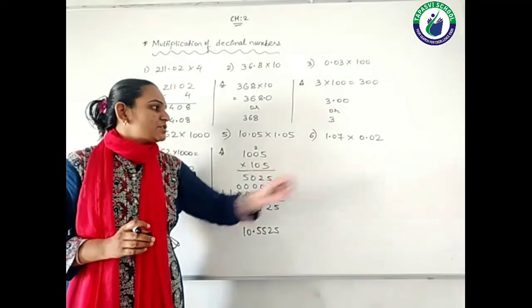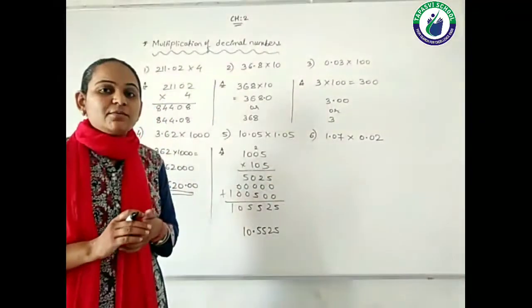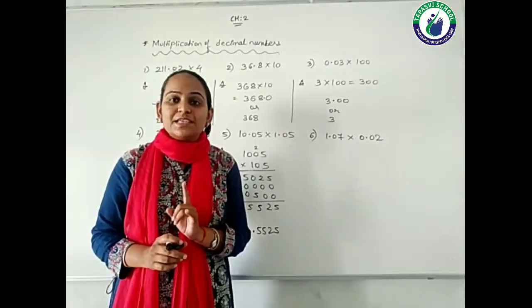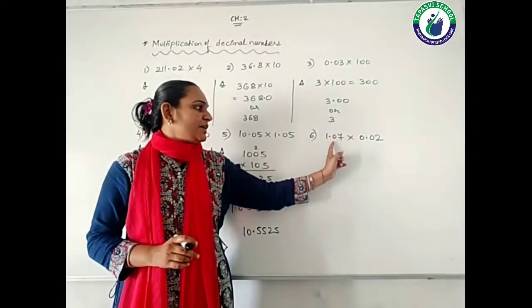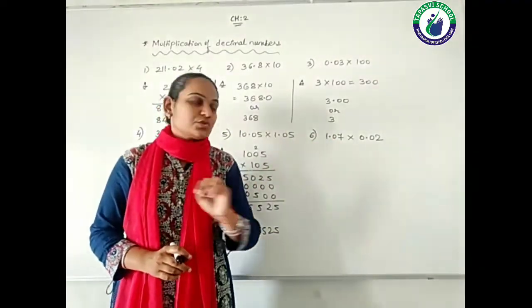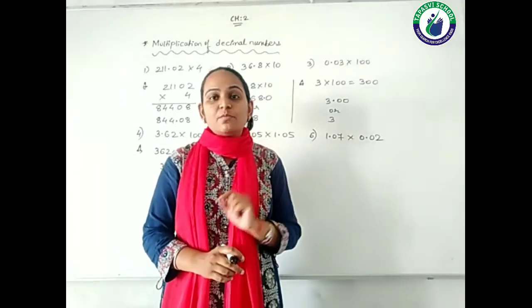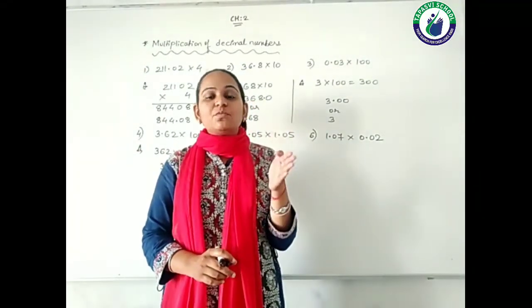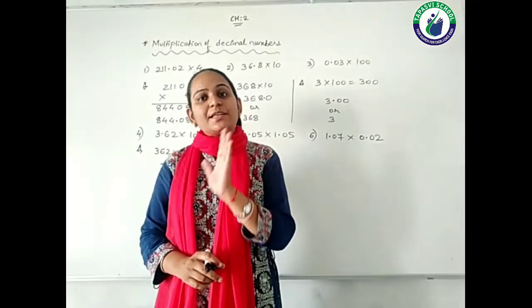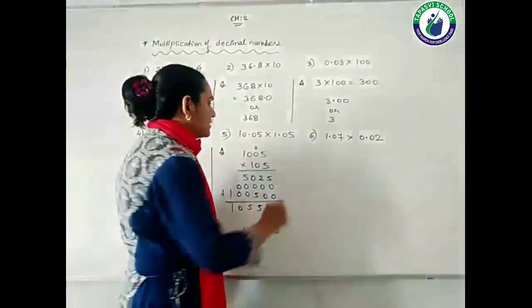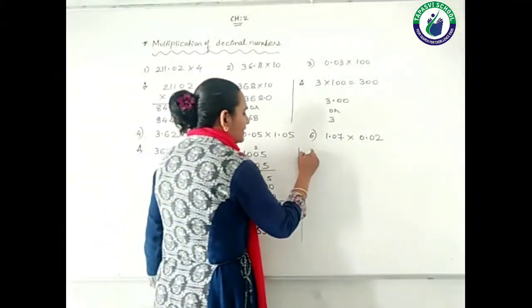Now last question 6. It is of the same type. First count the number of digits after the decimal point. See, how many digits after the point here? 2. Here how many digits after the point? 2. So 2 plus 2, how much? 4. That means in your answer leave 4 digits and then put the decimal point. So here I am showing you.